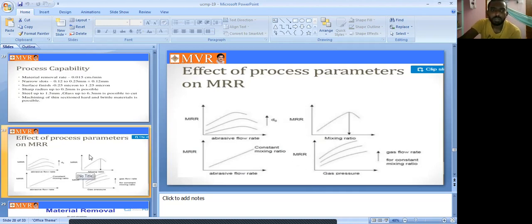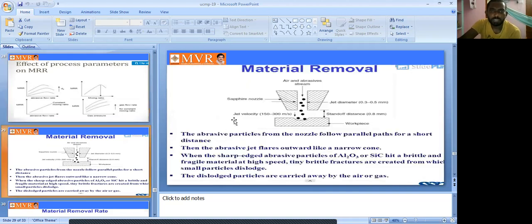Okay, so see here, material removal rate. So we calculate this. Why do we want to calculate MRR? Just to improve the efficiency of the products.